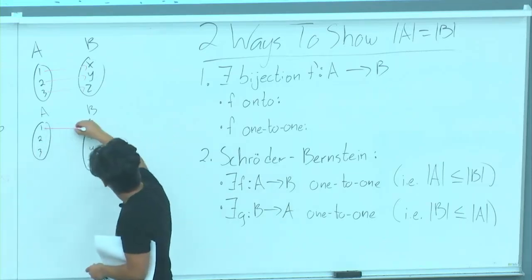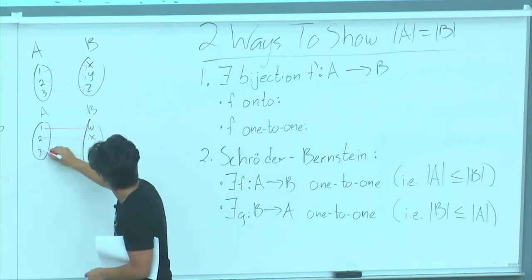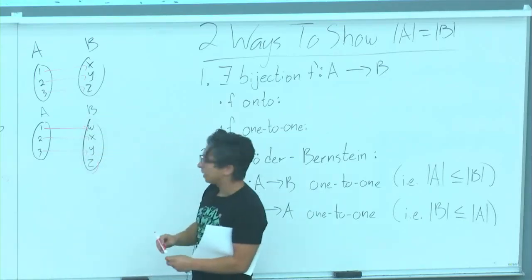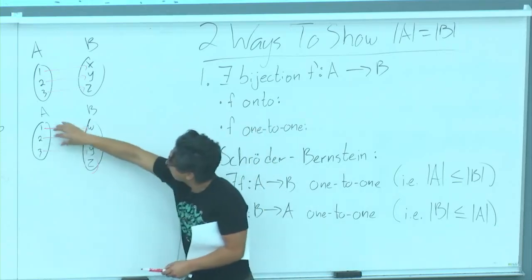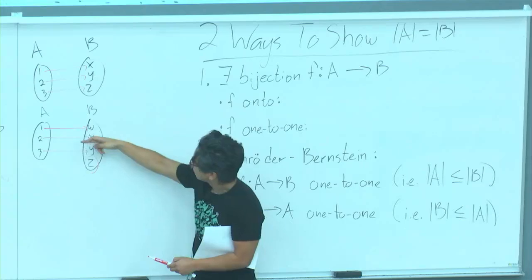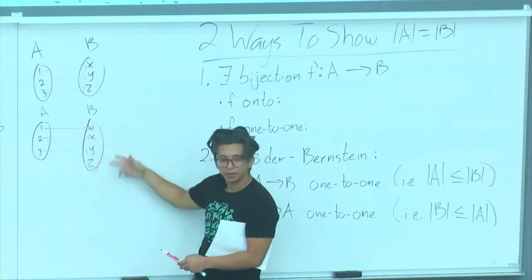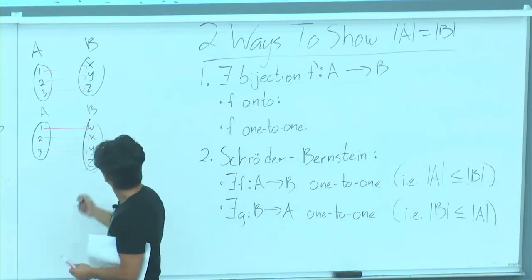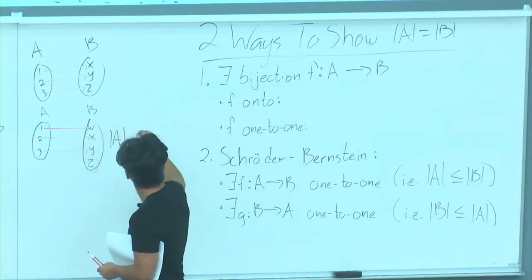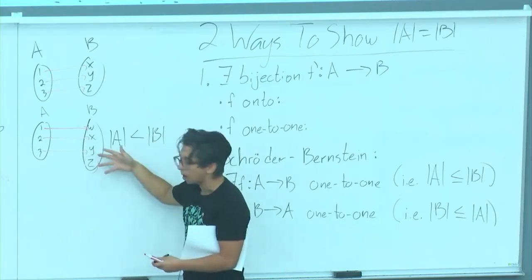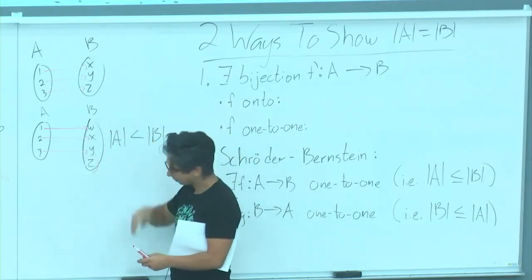No matter how I match it, here's one matching I could do. It could be others, but no matter what, one of them is going to be left out. If I try to map the things in A to the things in B, I don't have enough elements here to match everything. I'm going to leave something out. So in this way, we can say that the size of A is less than the size of B. There's going to be something unmapped to on the B side.